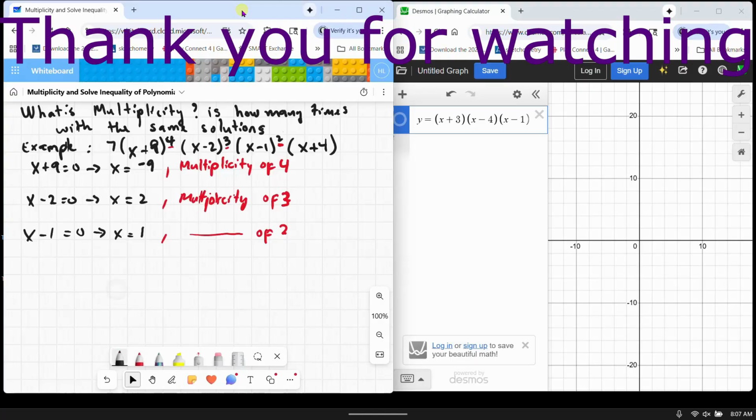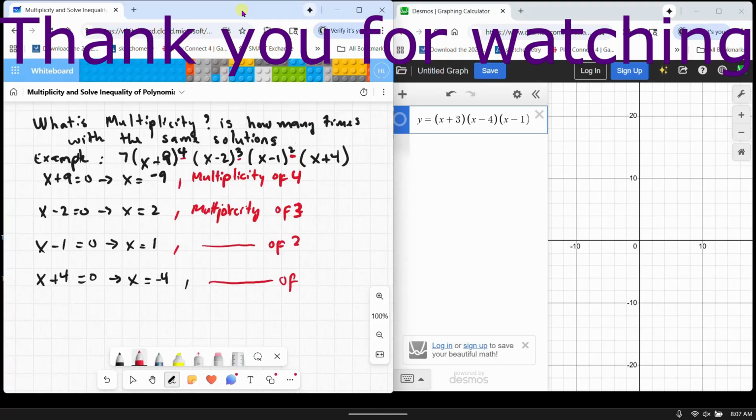Now the last one, x plus 4 equal to 0, the solution is x equal to negative 4. Then the multiplicity of this one is what? There's nothing here. What's going on? You don't see the exponent here, but there's a hidden one. So the multiplicity is 1. That's telling you that there's only one solution for x equal to negative 4.